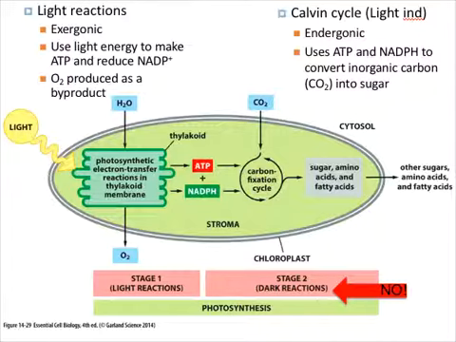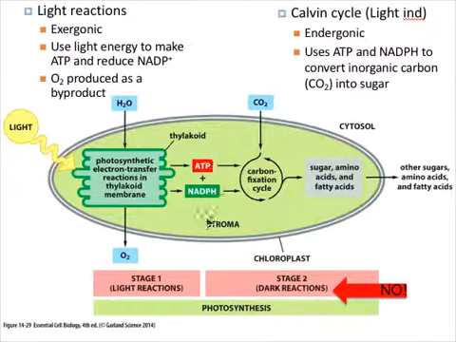So we have two different pieces. In the light reactions, we are undergoing an exergonic reaction. We're going to utilize light to make ATP. So we're going to have ATP synthase. And we're going to reduce an electron carrier called NADP. This is the part where oxygen is actually a byproduct. So the oxygen that we're breathing is a byproduct of the light reactions.